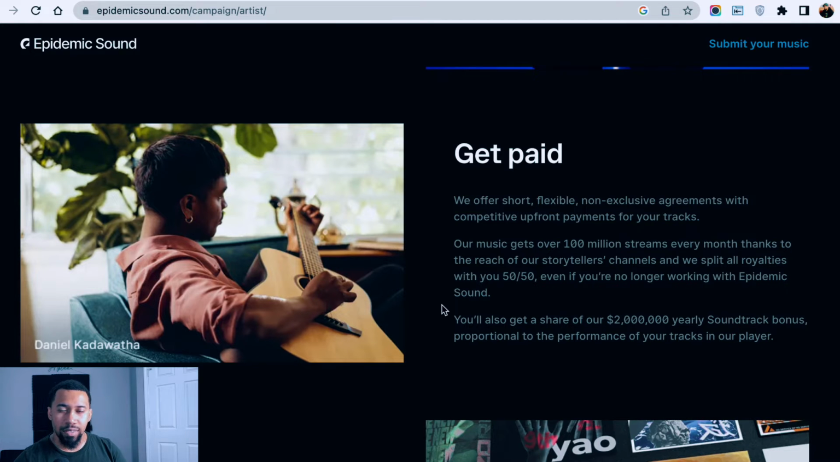So every year they divvy out $2 million worth of bonuses to the creators. Now, the people who are getting the most activity, the most plays, the most uses, those are going to be the ones that get the biggest bulk of that share. The smaller creators are going to get a much smaller share.